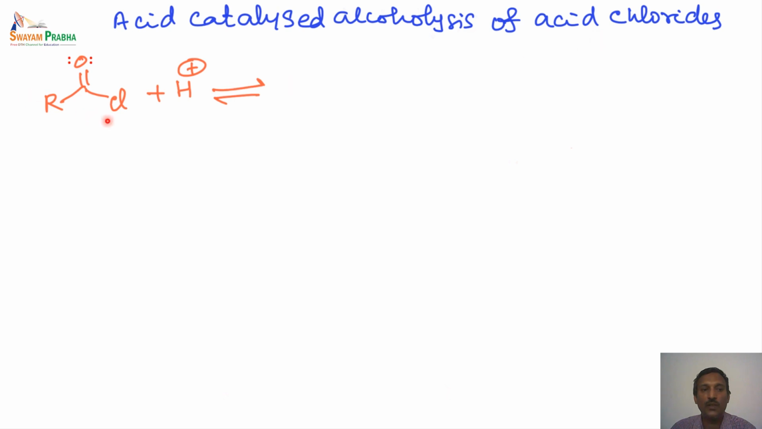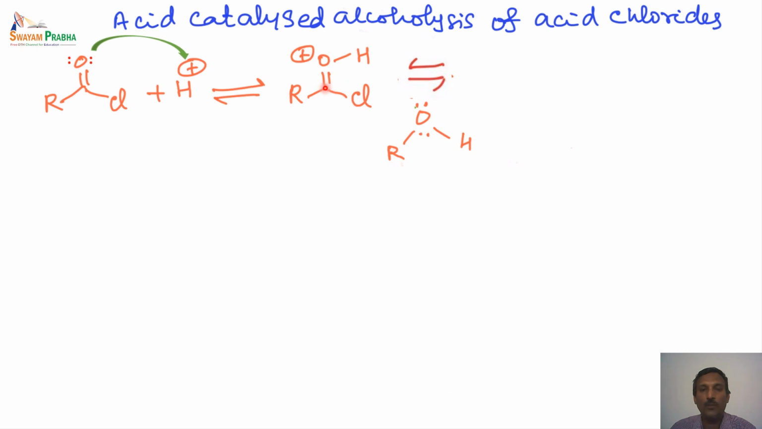So here in the first step, an acid chloride is treated with an acid. As we have already seen in the Fischer esterification reaction, the steps are going to be more or less very similar. The initial step is that the lone pair of electrons from the oxygen is given to the H plus ion to form an OH bond. Due to that, the oxygen develops a positive charge, or an oxonium ion is formed.